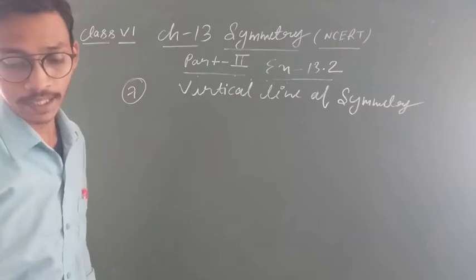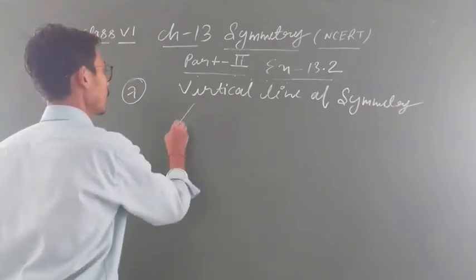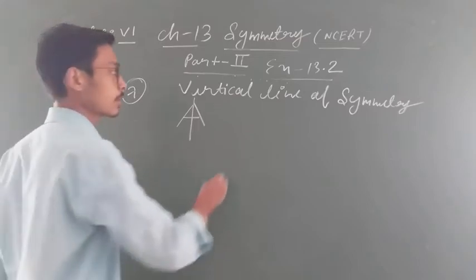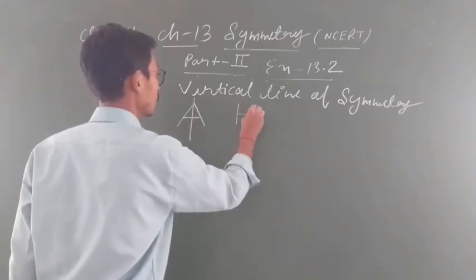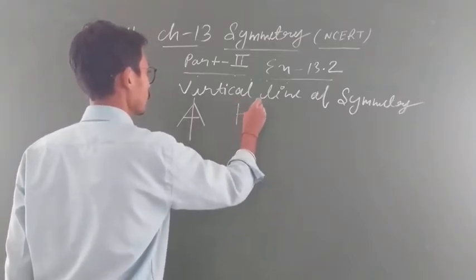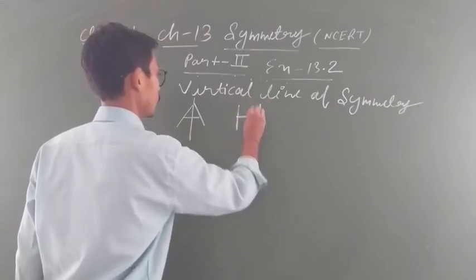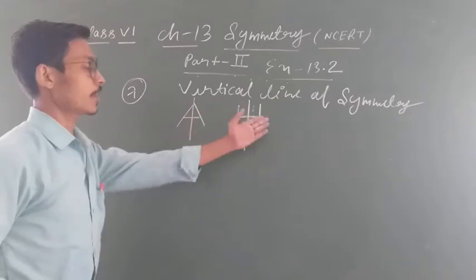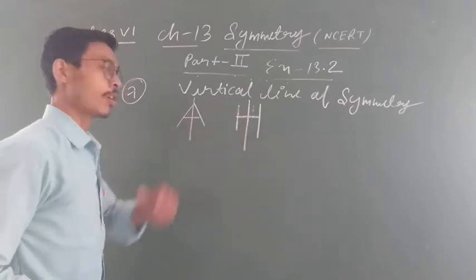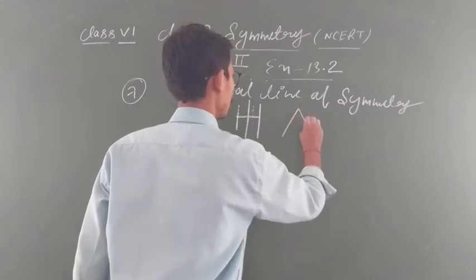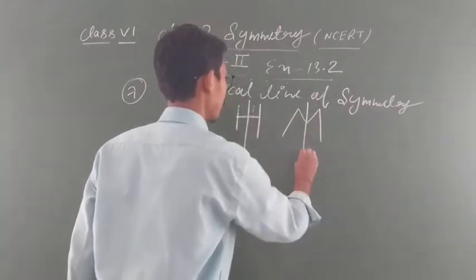Now see, for vertical line of symmetry, for example A is given, so A is okay, this has a vertical line of symmetry. Again, you can write down H, because H also has a horizontal line of symmetry. Or you can draw M. So that is vertical line of symmetry.